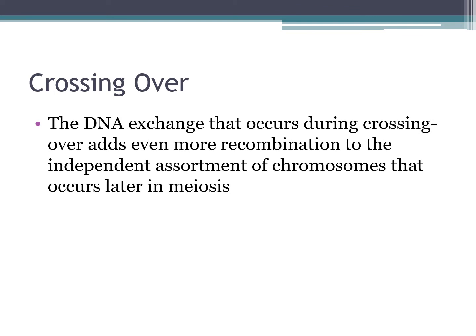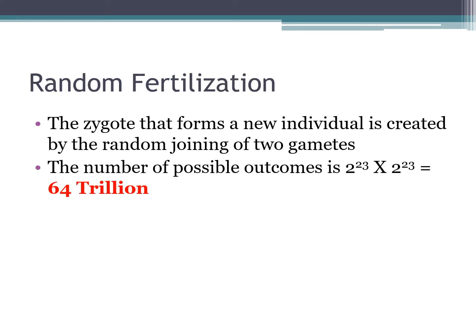Crossing over again, this is during what stage? Prophase 1. And DNA exchange that occurs adds more possible combinations for the gametes. Random fertilization: the zygote that forms a new individual is created by the random joining of two gametes.